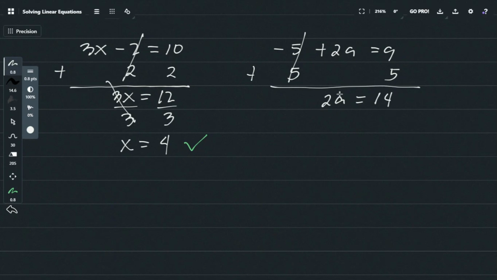So we can get rid of the coefficient. So divide both sides by 2. So we have a is equal to 14 divided by 2, which is just equal to 7. So the correct answer is a is equal to 7.